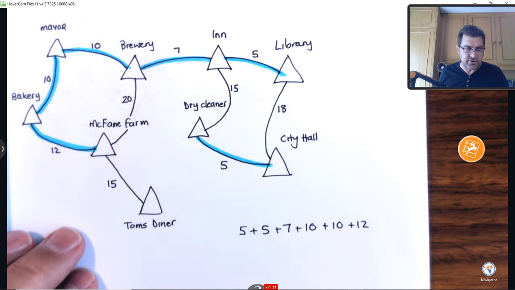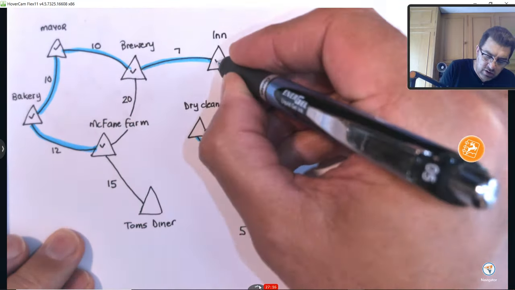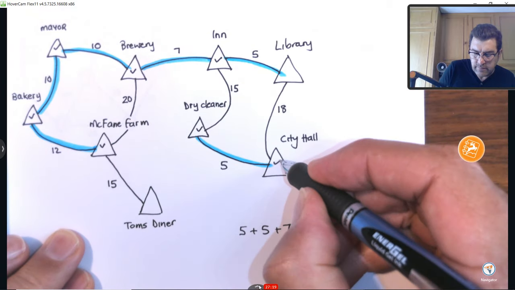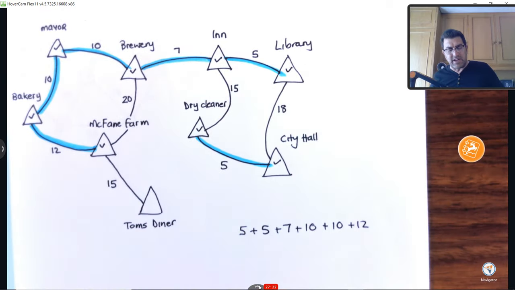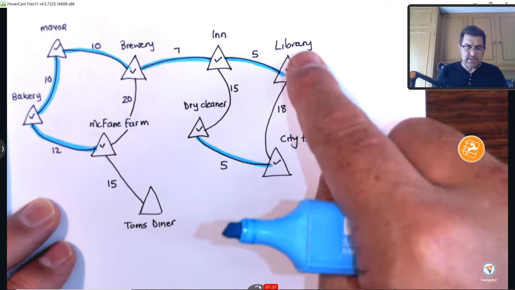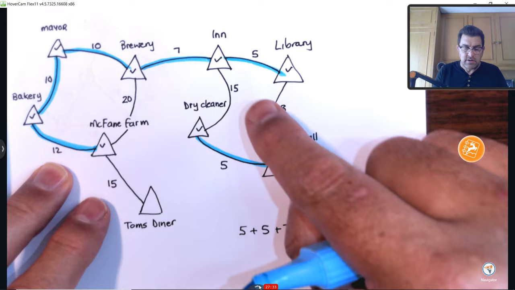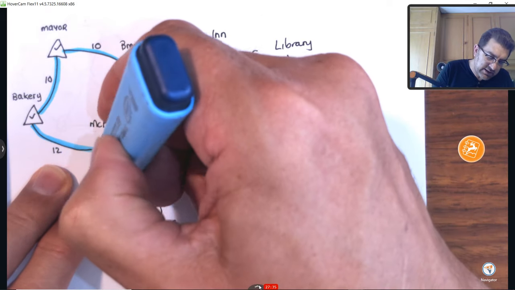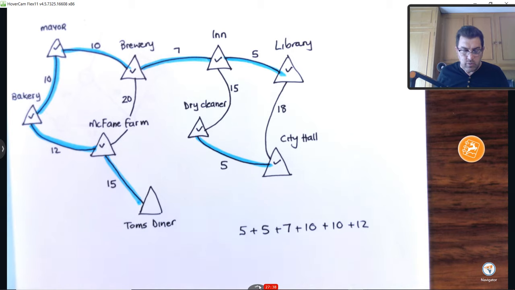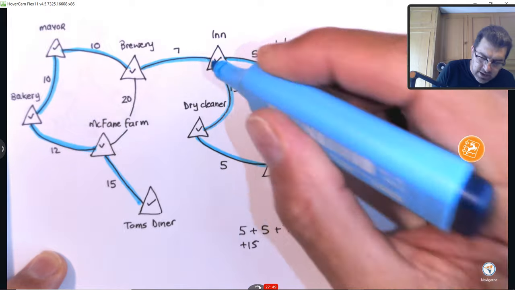Okay, so let's just take stock here. I've had those that I've already gone through. But I have a disconnected graph. Those two vertices stand loose from the rest. So let's go on. After 12, the next highest is 15. That connects McFain's Farm with Tom's Diner, so we're happy with that. We can add a 15 to our weight. And then here is our next 15 over there.